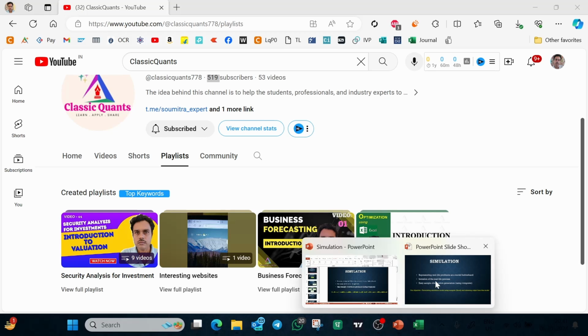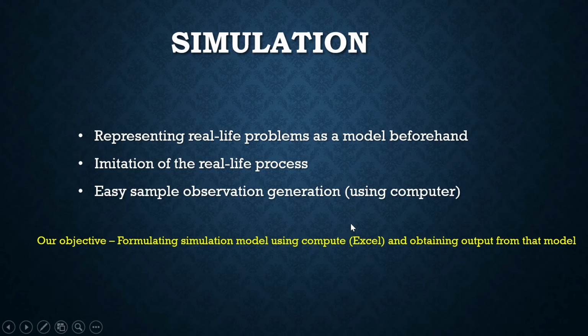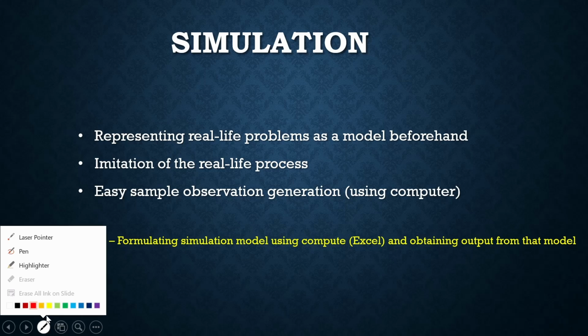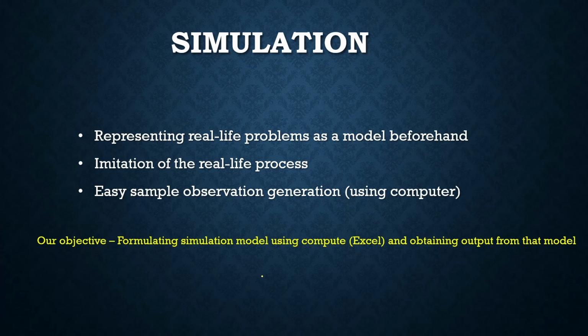Anyway, so let us come to the actual topic. So we were discussing simulation. So what is a simulation? Simulation means it is the representation of any real life problems before the problem actually happens, or before some objective sample observations can be made. We are trying to predict or trying to make our own model of simulation, which will give us some output. And so therefore it is an imitation of the real life process.